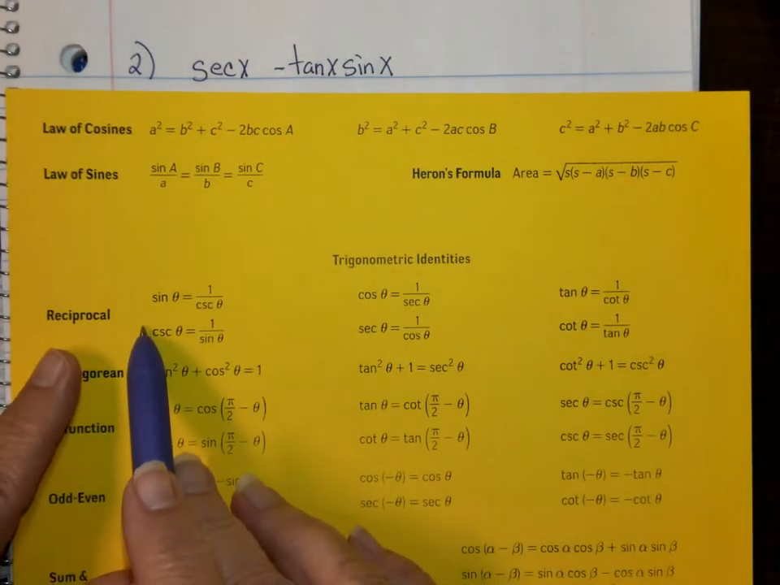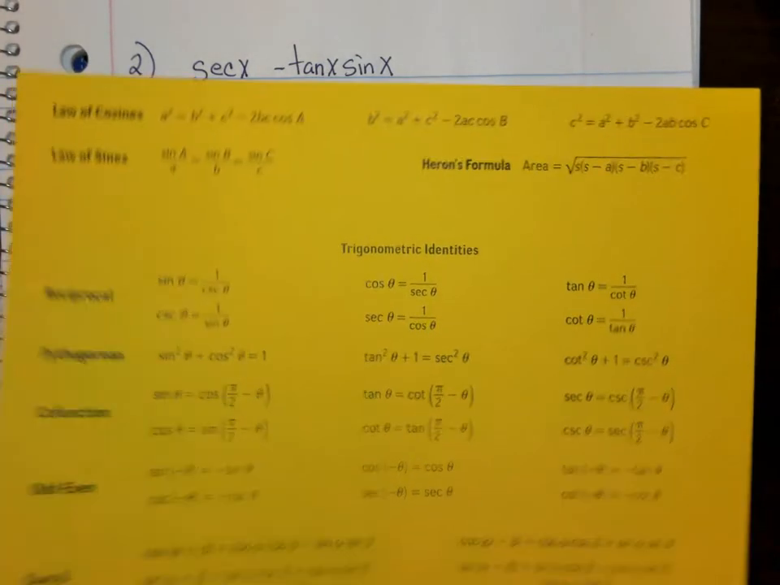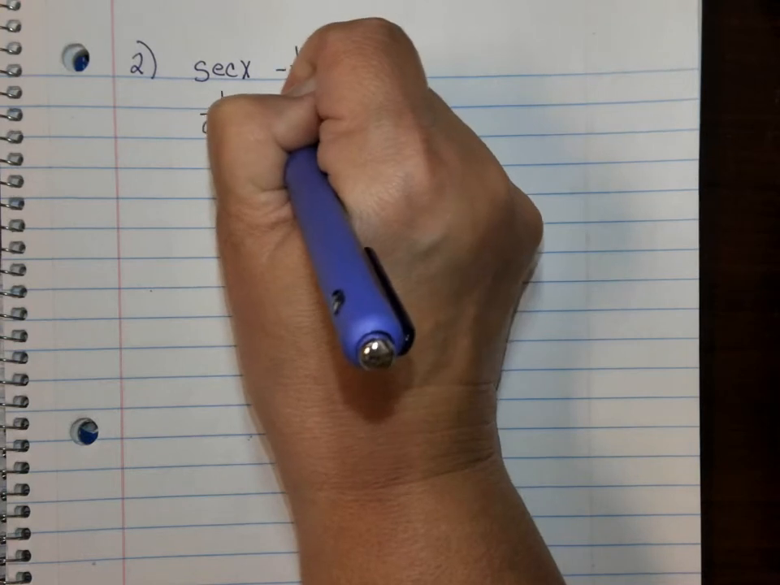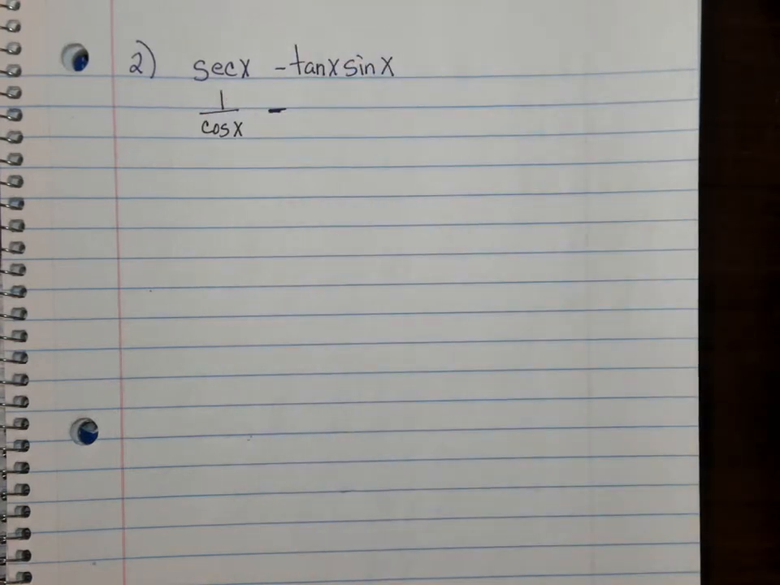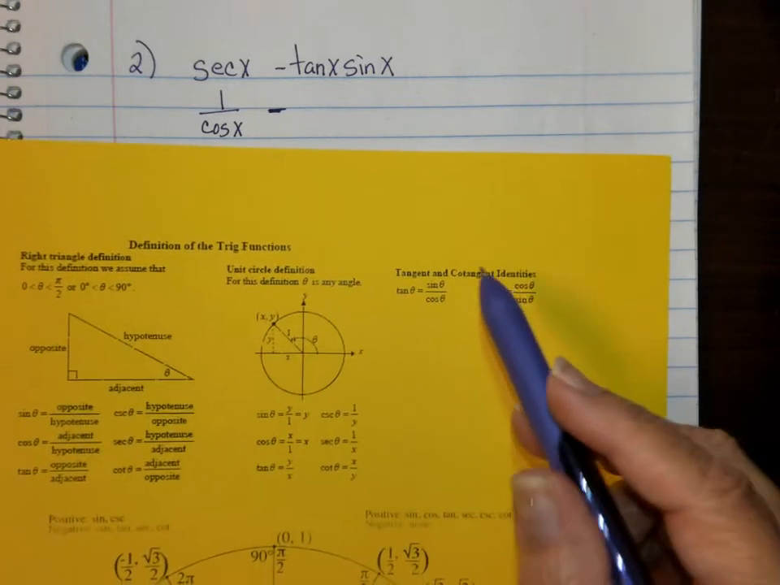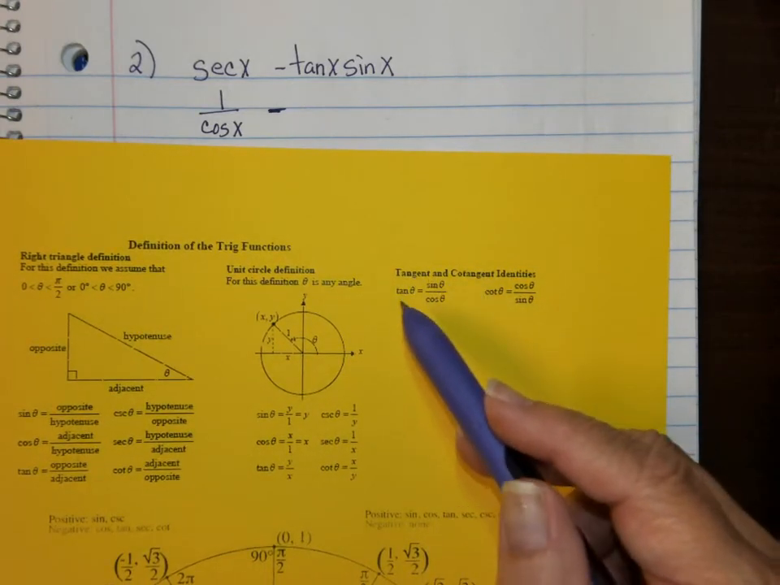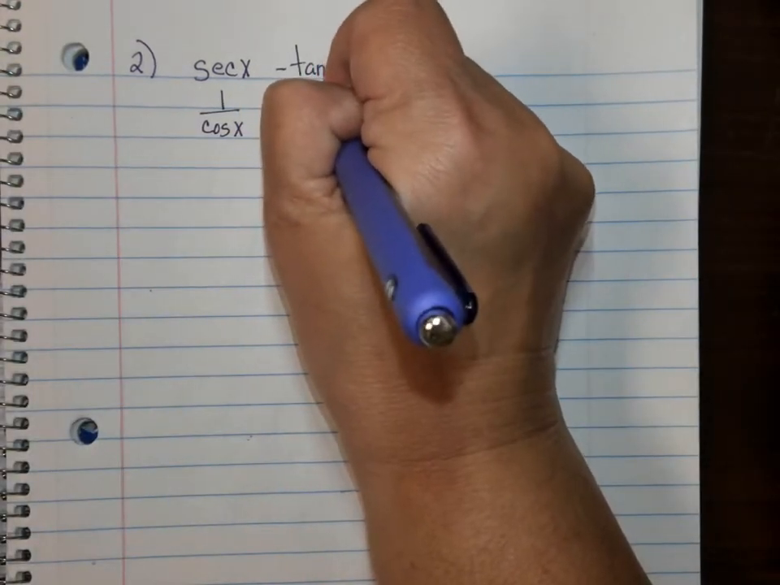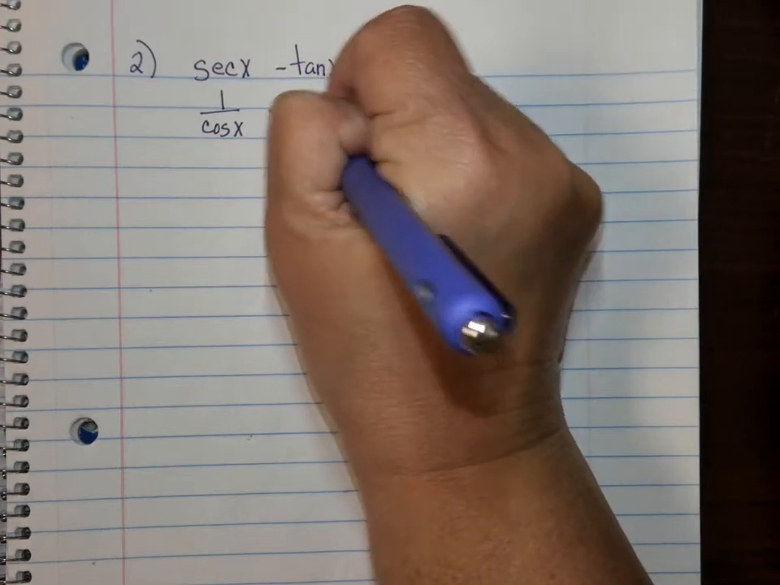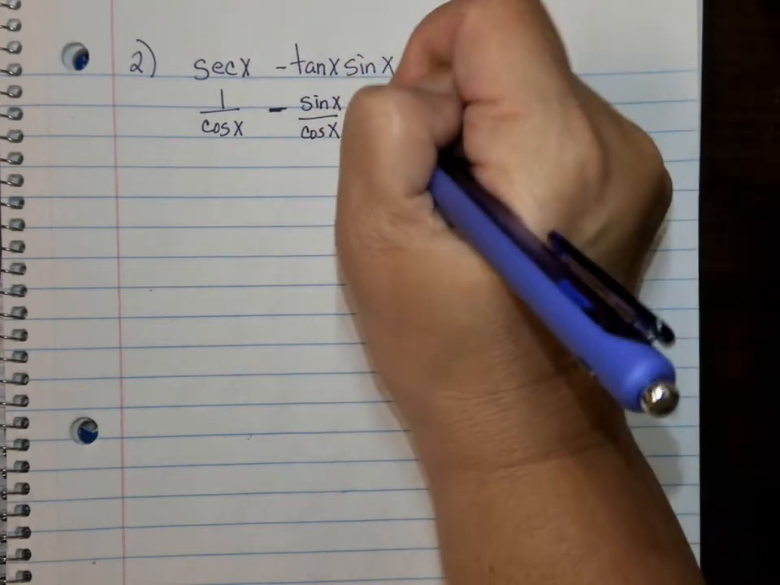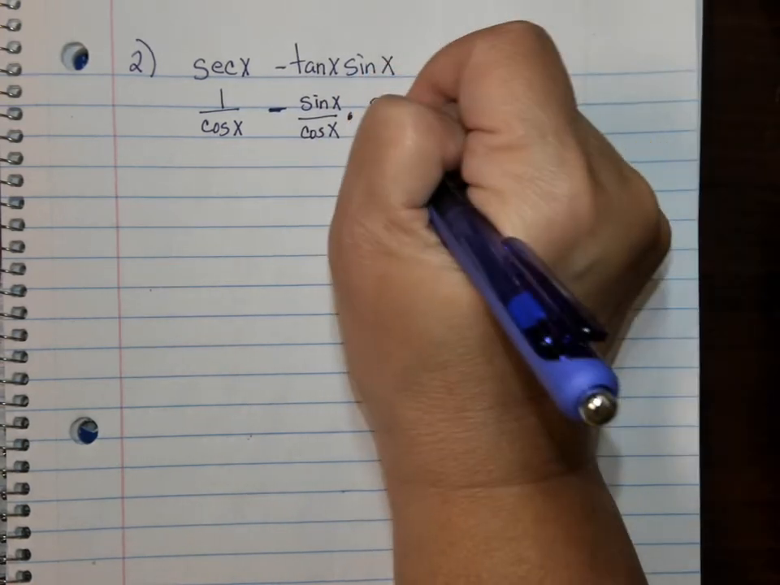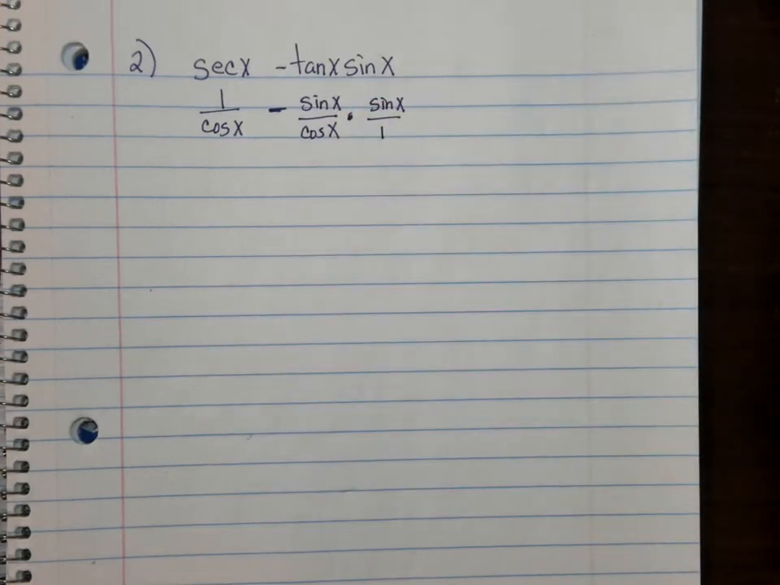So secant theta, reciprocal formula. Secant theta is 1 over cosine. So this would be 1 over cosine x. Tangent, we want to use that quotient identity. Tangent of theta is sine over cosine. So we'll have sine x over cosine x. And then we're going to multiply that by sine x. And if it helps you to see that that is a fraction, you can put it over 1.